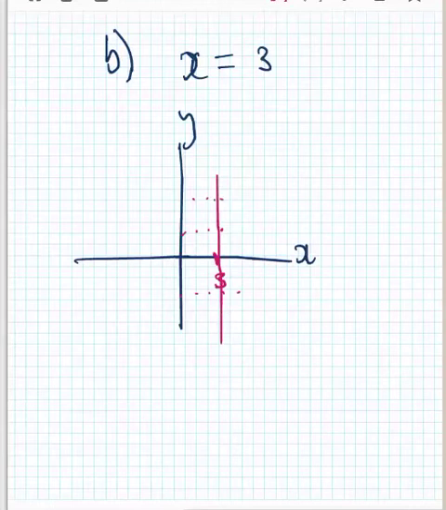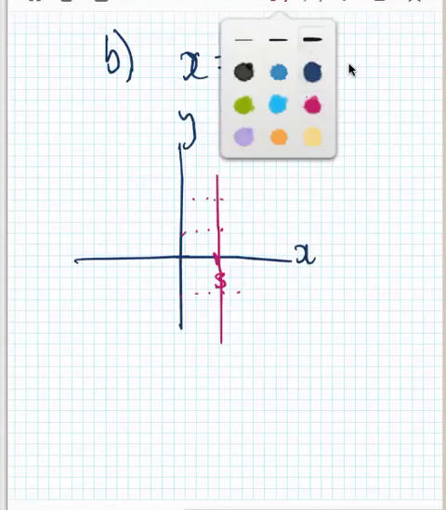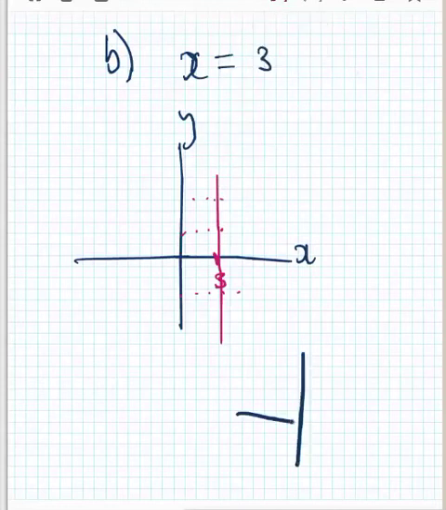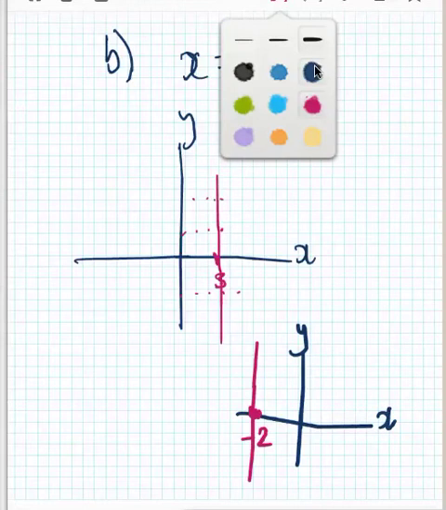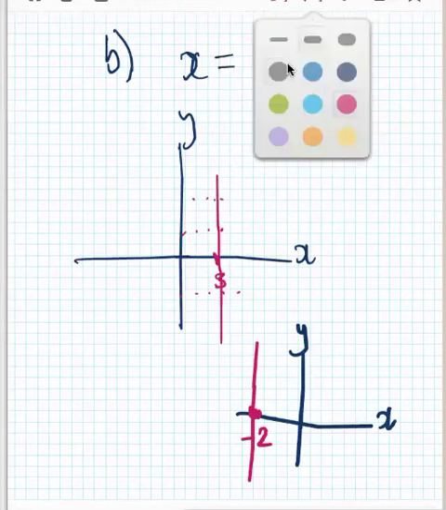Okay? And just to make sure you've got it, what is the equation of this line here? I'll draw another graph. This time, I'm giving you a line, passing through the point where x is -2. What is the equation of that line there? Quickly write it down.